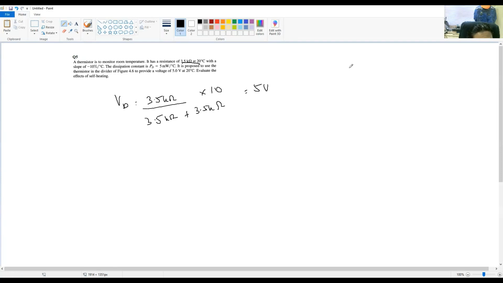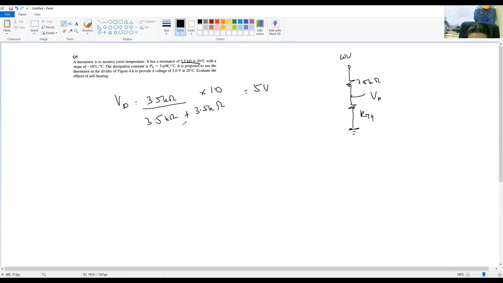Actually the figure is something like this. So this is our 10 volt here. This is our 3.5 kilo ohms. Then this is VD. And this is RTH.